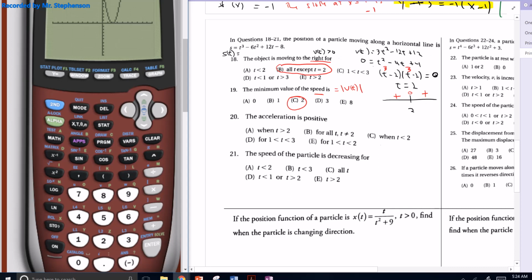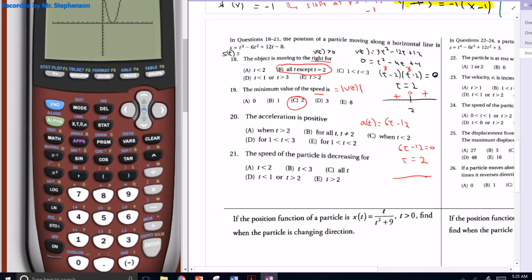Okay, that's that. Acceleration is positive when what? So now I need to find the acceleration, which is the derivative of the velocity. So acceleration equals 6t minus 12. And if I'm trying to find when it's positive, I first need to find when it's 0. So I set 6t minus 12 equals 0. Therefore, t equals 2 again.